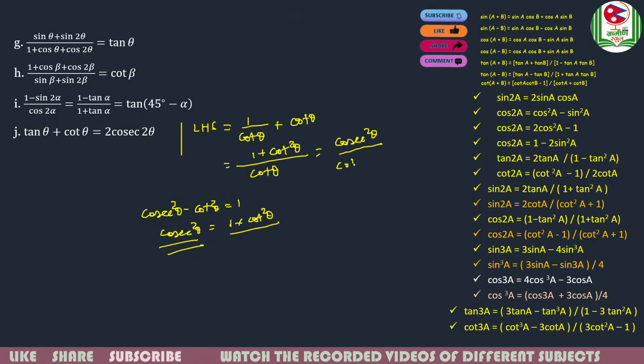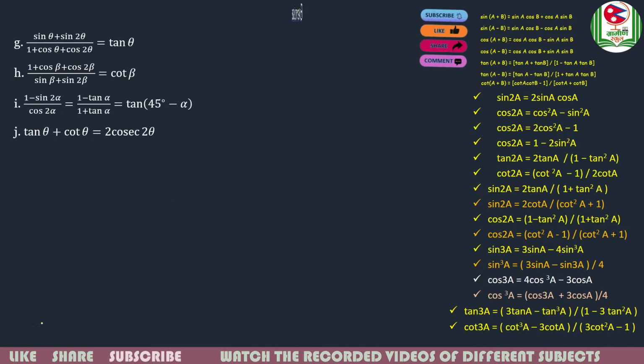But again we have this cot theta. So how to do this one? It's going to be very confusing. So it's better to express this tan theta and cot theta in terms of sin and cos, and we can easily solve this one.